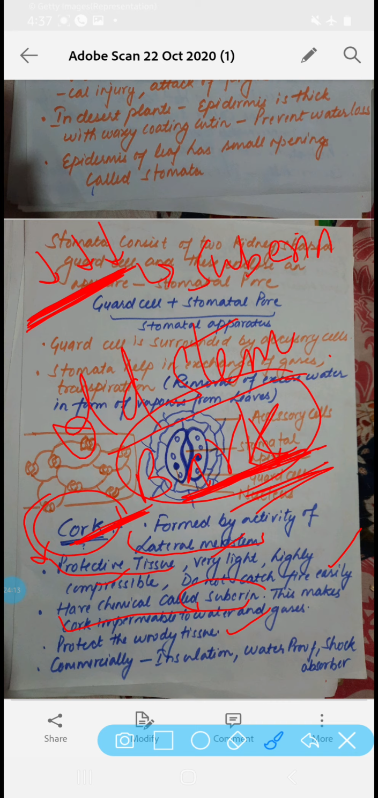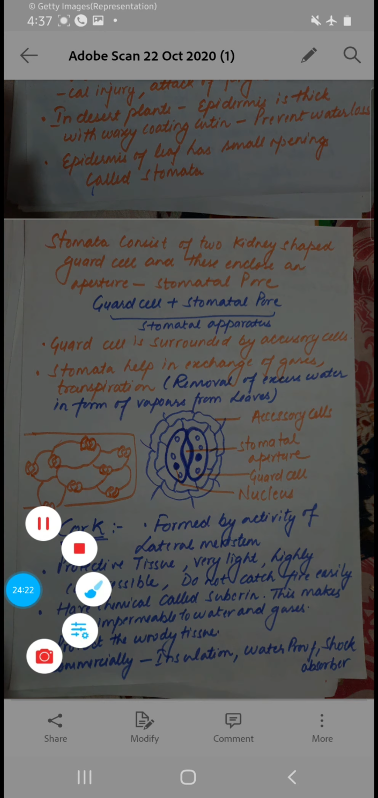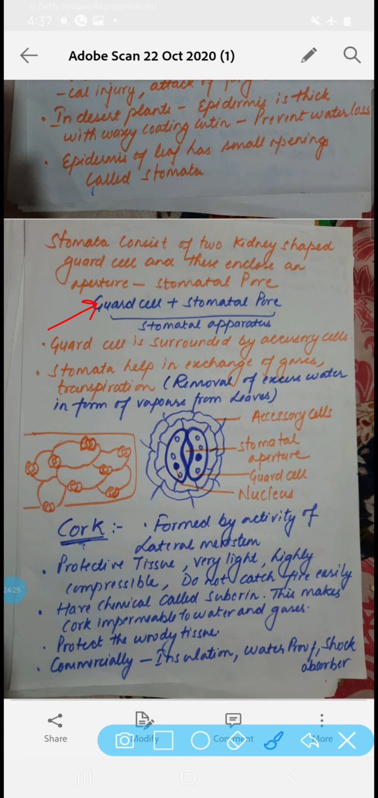Okay. Commercially this cork is used for the purpose of insulation. Insulation means, insulators क्या होते हैं? इंसुलेटर्स वो मटेरियल होता है जो हीट को या लाइट को अपने अक्रॉस पास ना होने दे. Okay. They are waterproof, as we know that cork is impermeable to water. So it is used as waterproof substances. To make many kinds of waterproof substances we use cork.